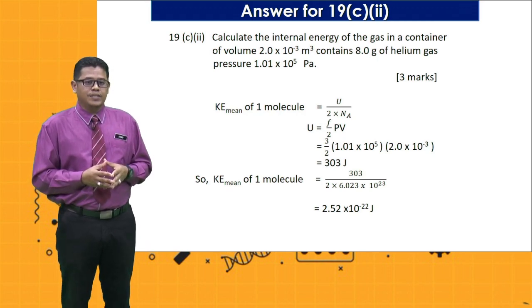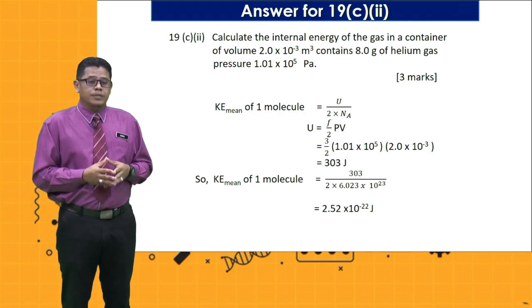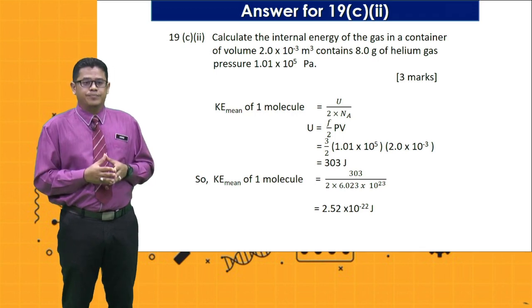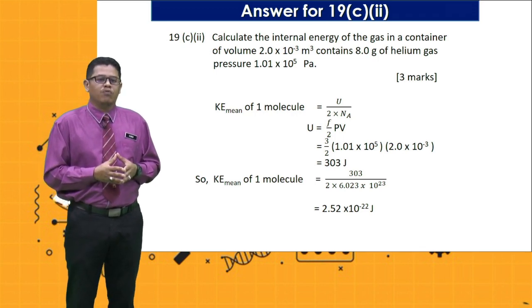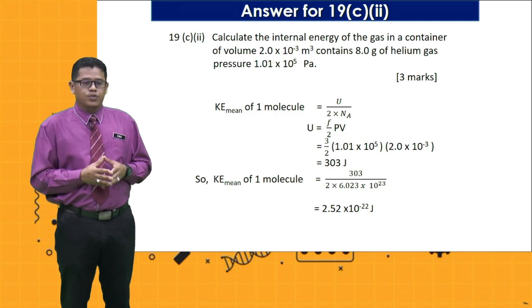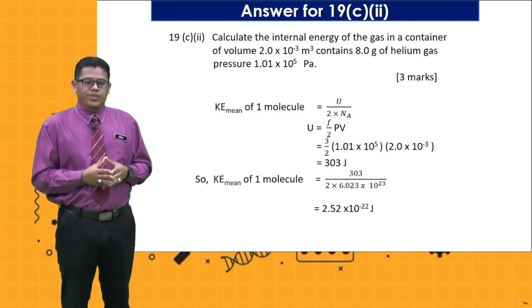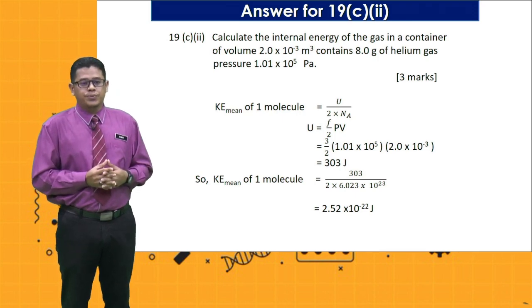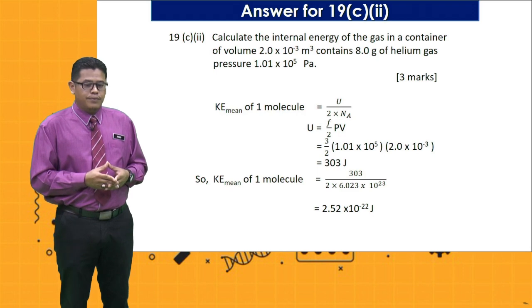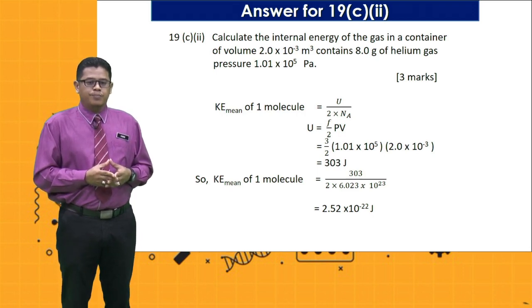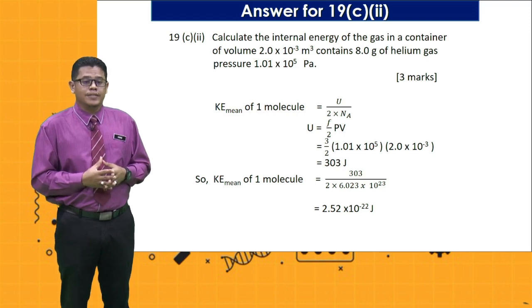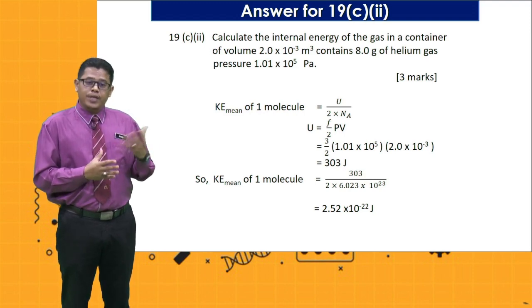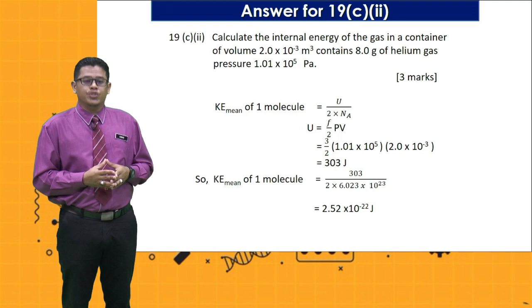Okay, that is U equal to f over 2 times N_A, so U is equal to f over 2 PV, and therefore the degree of freedom is 3 over 2 times 1.01 times 10 to the power of 5 times 2.0 times 10 to the power of negative 3. So the answer is 303, and then the unit for internal energy will be joule.